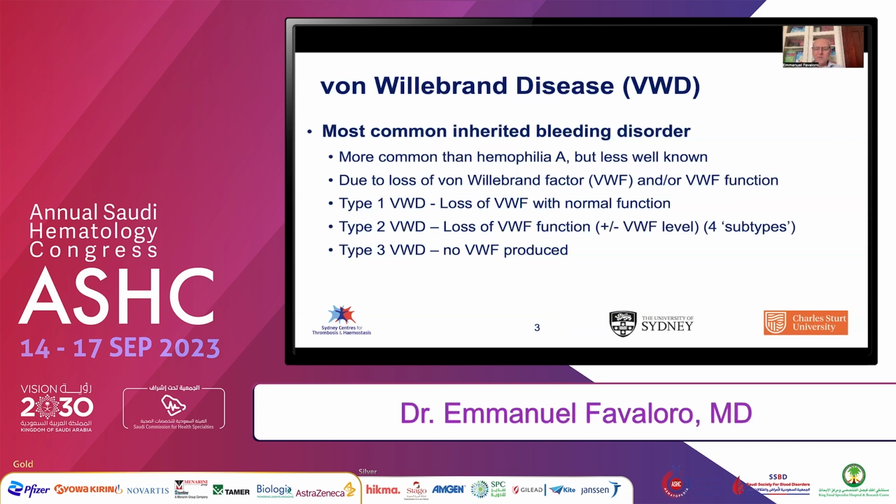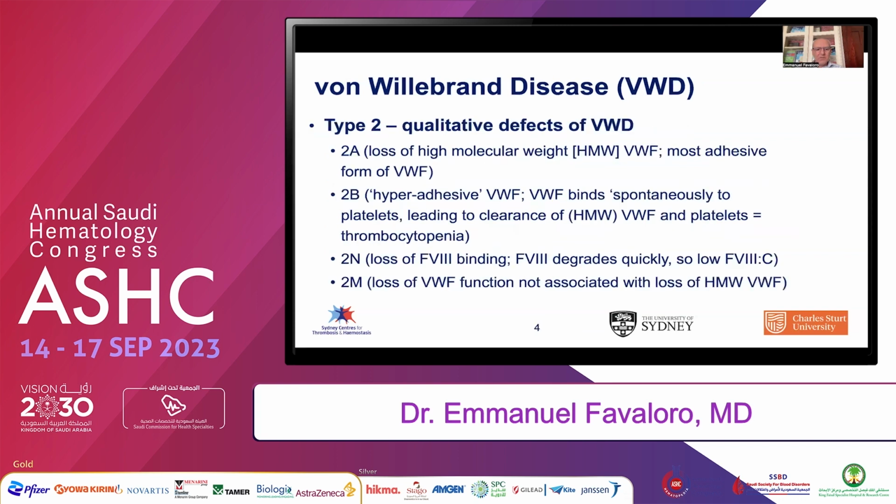Type 1 von Willebrand disease, where you have loss of von Willebrand factor, but the von Willebrand factor that remains has normal function. Type 2, where you have a loss of von Willebrand factor function, with or without a loss of VWF level. And there are four subtypes of type 2, and I'll speak about those in the next slide. And then you have type 3, where there is no von Willebrand factor produced. And type 3 von Willebrand disease is the most serious or severe form of von Willebrand disease.